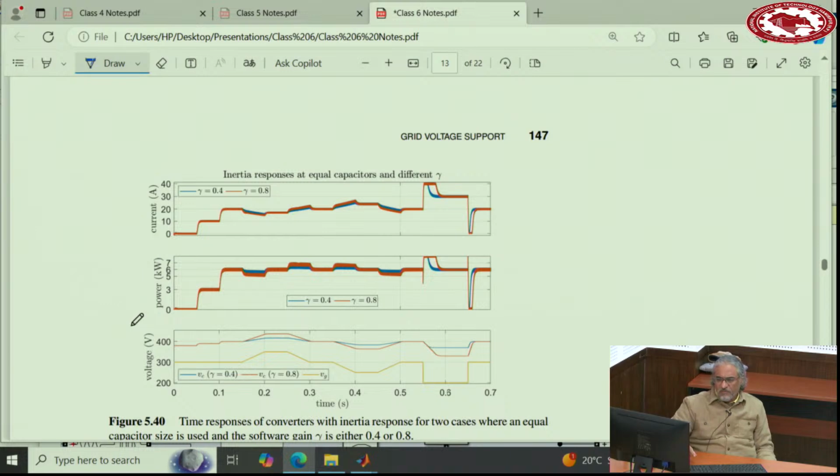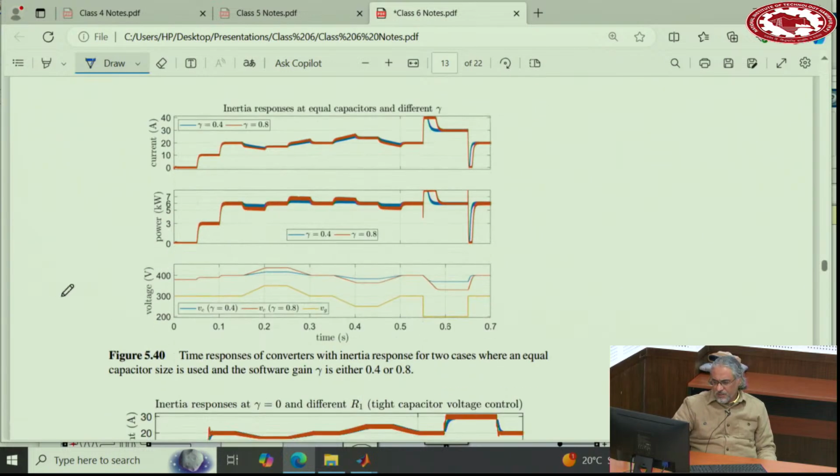If you use that factor, and here I chose two numbers, 0.4 and 0.8, so you will get a larger amount of inertia for a smaller gamma, compared to the other one. And this, by the way, you can use it for an actual capacitor too. In other words, if you have an actual capacitor, you can use this degree of freedom to control the amount of inertia that you can get from this capacitor.